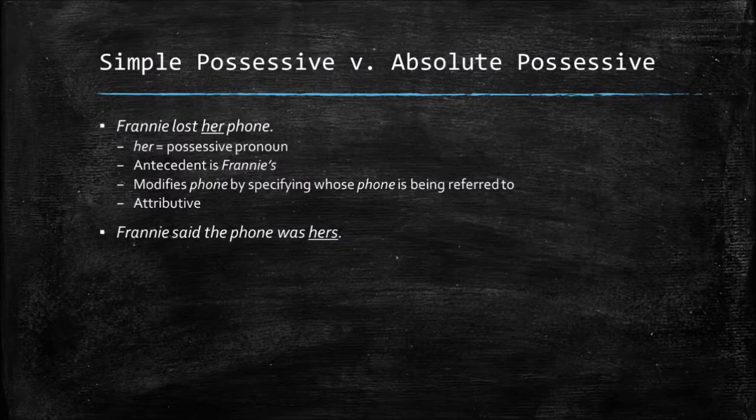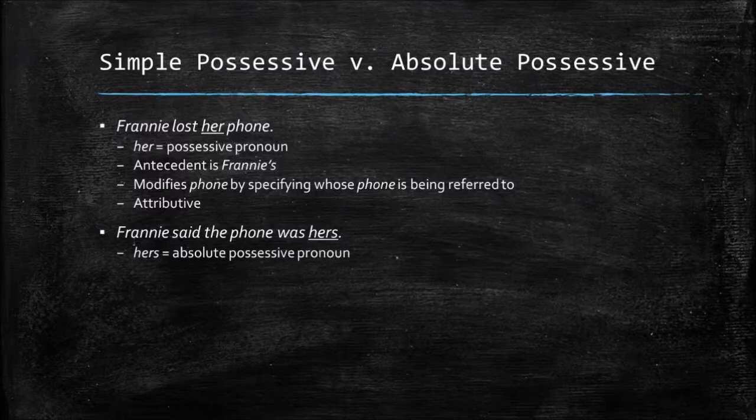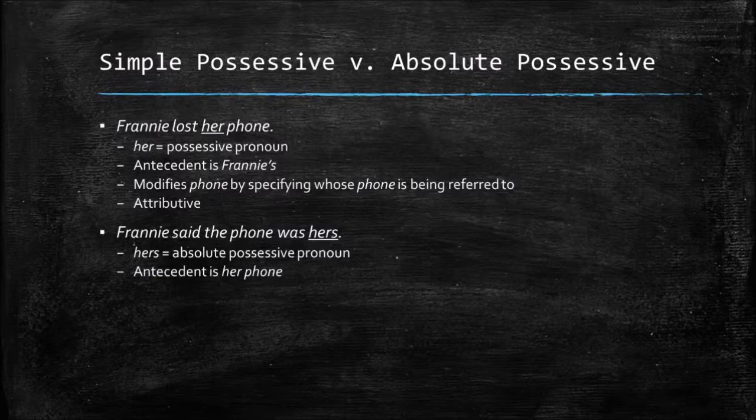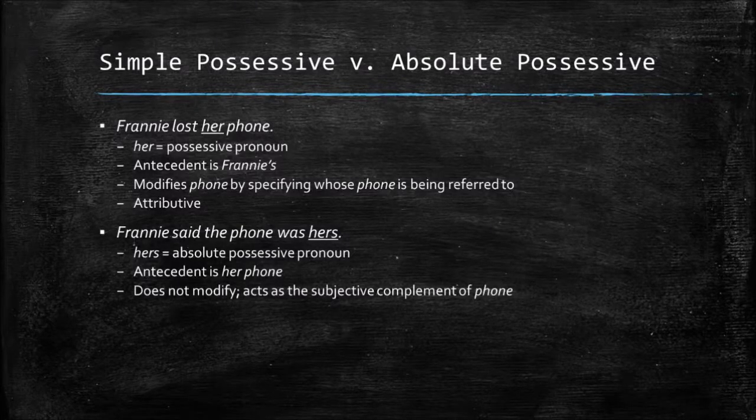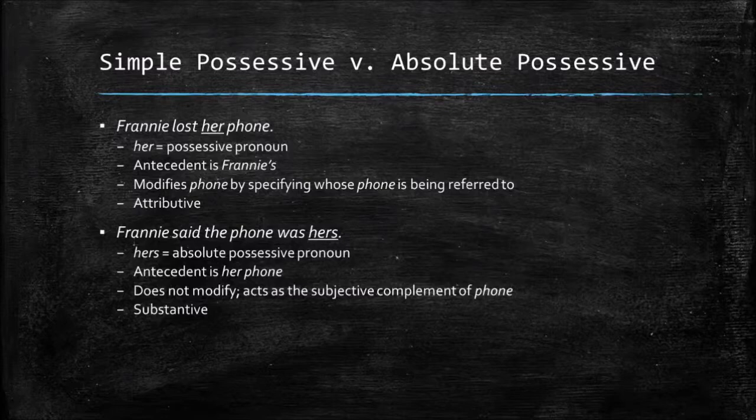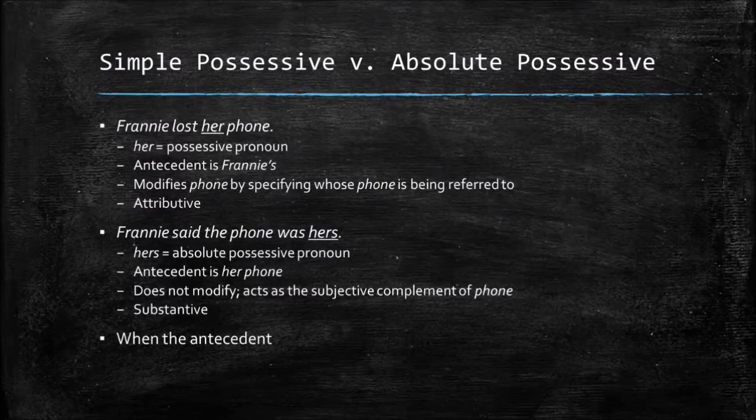Franny said the phone was hers. Said basically the same thing, just in a different way. Hers here is one of those absolute possessive pronouns because its antecedent is a whole noun phrase, her phone. Franny said the phone was her phone. That's the antecedent. Here, hers does not modify. It's an absolute possessive pronoun. It acts as the subject complement of phone. The phone was hers. So here, we see that hers is a substantive, an actual thing in the sentence.